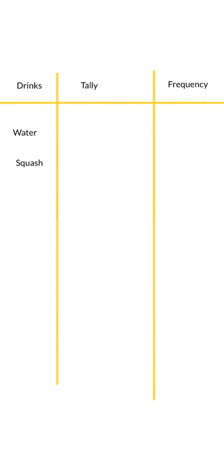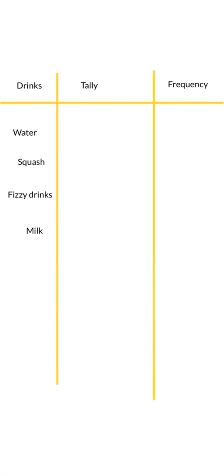Also, if I'm having a bit of a treat, I might drink some fizzy drinks. Sometimes I enjoy a glass of milk, so I'll put milk in there as well. You might be able to think of other different types of drinks that you might have. You can record that in your own tally charts.